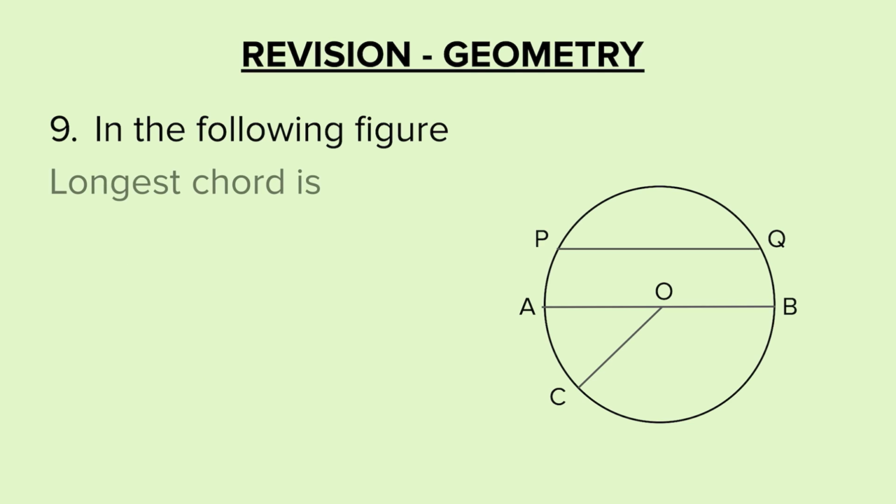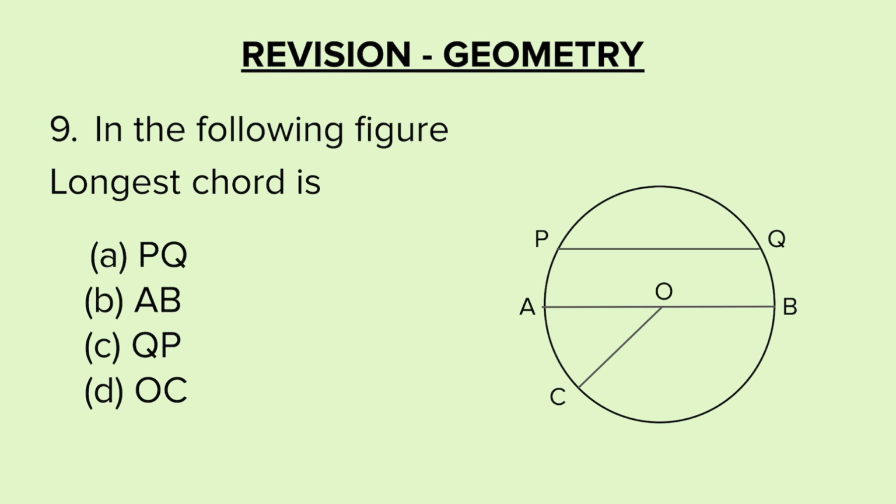In the following figure, the longest chord is PQ, this is PQ, AB, QP. QP is the same chord written in the other way, and OC. OC is not even a chord, it is a radius. Out of the 4 options, only first 3 are chords and the longest chord has to pass through the center of the circle. So AB is the correct answer.